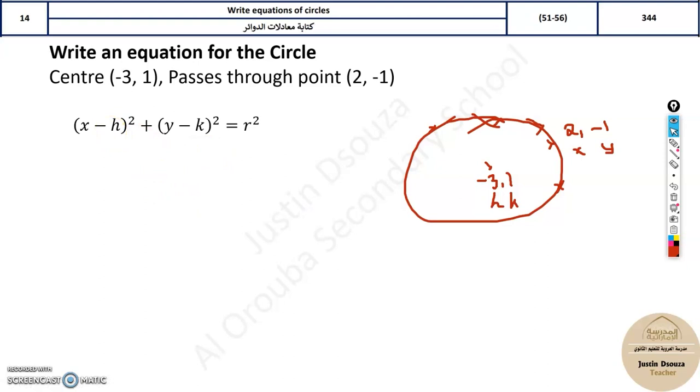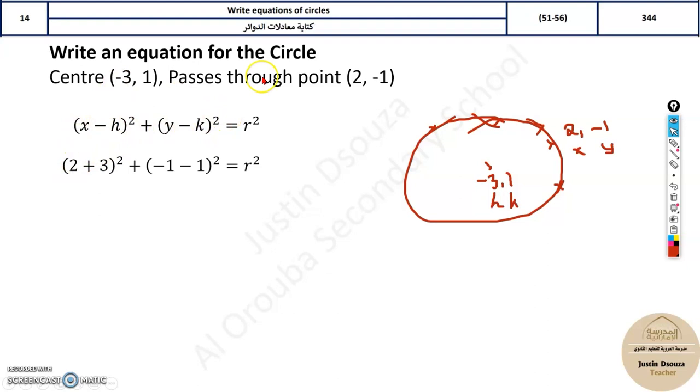What is required? We require h, k, that is given. But the unknown thing is r, the radius. How do we solve for the radius? Substitute all the values over here: h, k, radius, and x and y as 2 and minus 1. Substitute in this equation and then solve for the radius.